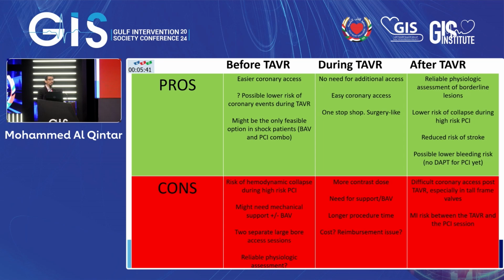This option might be the only option if you have somebody who presented to the hospital with severe AS and shock and left main. The cons, there are a lot of cons to doing PCI of left main before TAVR. Risk of hemodynamic collapse is very high, especially with very critical aortic stenosis. You might need mechanical support plus or minus aortic valvuloplasty. You might need 2 separate large bore accesses.